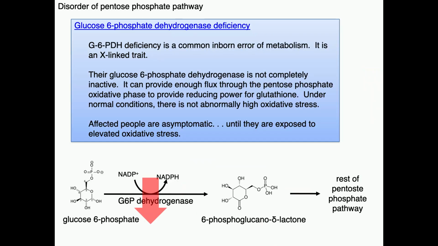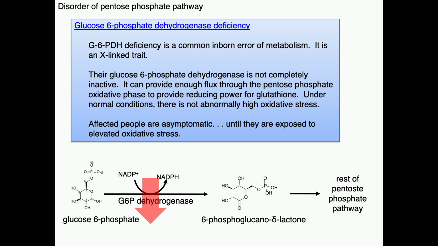Okay, so we'll conclude with the discussion of glucose 6-phosphate dehydrogenase deficiency. Galactosemias are quite rare. Glucose 6-phosphate dehydrogenase deficiency is one of the more common inborn errors of metabolism. And as the name suggests, it's caused by loss of function mutations in the glucose 6-phosphate dehydrogenase enzyme, that first oxidative reaction in the oxidative phase of the pentose phosphate pathway.